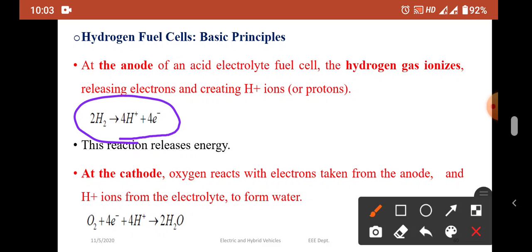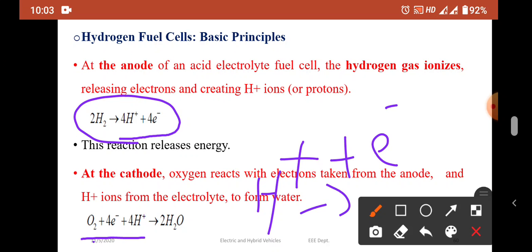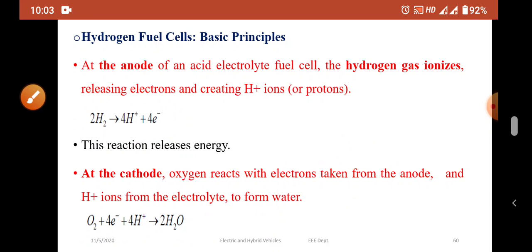The H+ ion cannot react with the oxygen directly; only hydrogen will react with the oxygen. So the H+ ion should accept one electron to become hydrogen. Then only this hydrogen reacts with oxygen in the cathode to form water and electricity. In the cathode, H+ will accept the electron and become hydrogen, and this hydrogen will react with oxygen to form H2O.